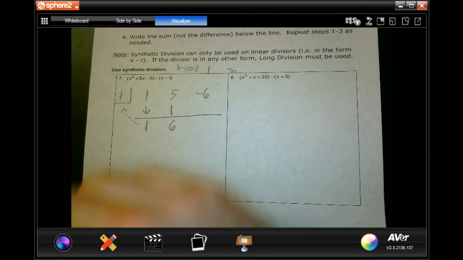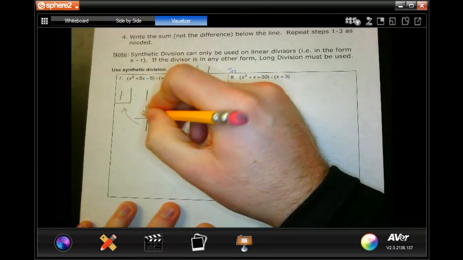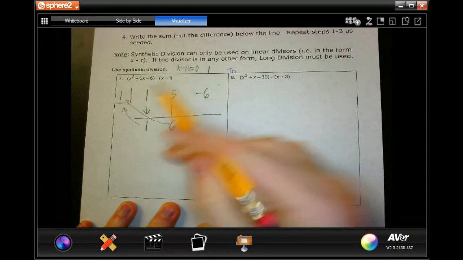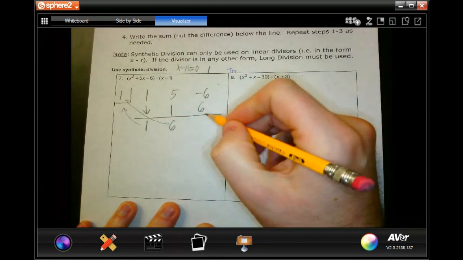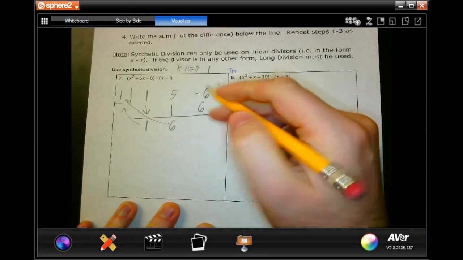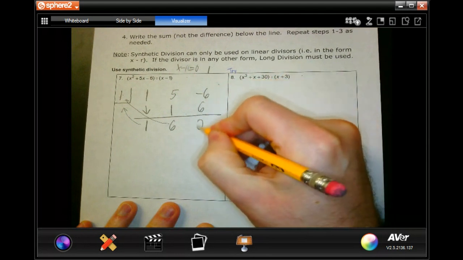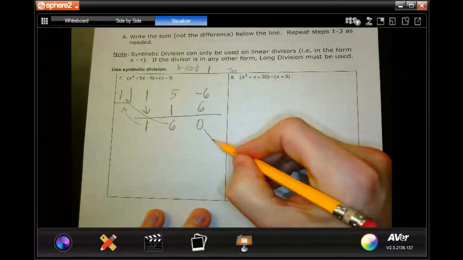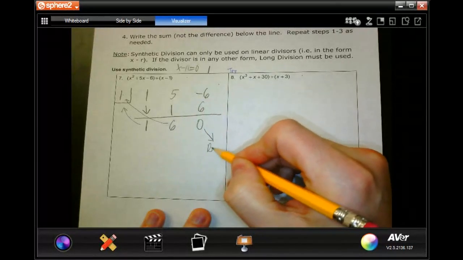You're then going to take the 6 and multiply by 1. So you're going to do 6 times 1, which is 6, and you're going to add the negative 6 and 6 together and get 0. Okay, make sure you have all that. This 0 that you have here is actually your remainder.